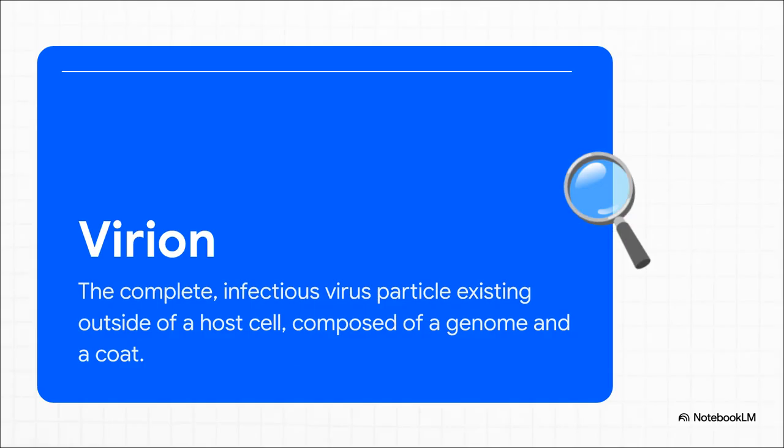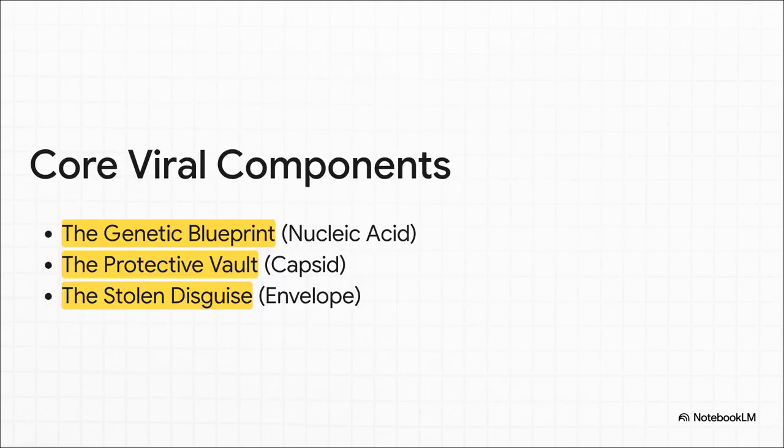Now, before we get into the nitty-gritty, there's a word you need to know: virion. When a virus is fully assembled, floating around outside a cell, all packed up and ready to infect, that's a virion. Basically, this is the virus in its mobile, attack-ready form. And that virion has a few key parts. You've got the genetic blueprint with all the instructions for the heist. You have a protective vault to keep that blueprint safe. And for some viruses, you've got this stolen disguise that helps it sneak past the cell's security.